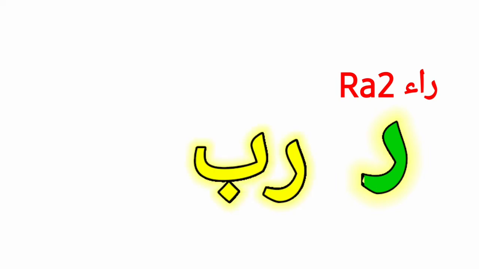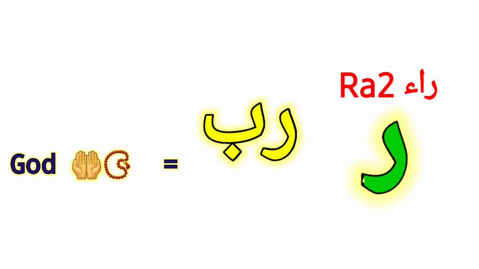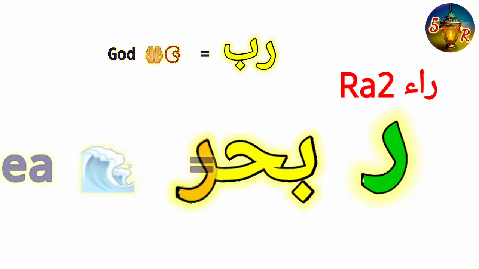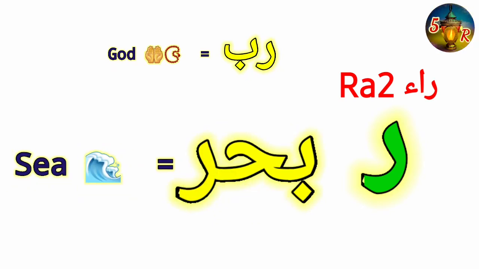Now, the sound for ra, as you can hear me, it's ra. It's a rolling R. Same as in the word rab. Rab. You see how I roll my tongue? Rab. Rab means God. Or at the end, as in the word bahr. Bahr means sea. I'm always trying to bring you words with letters we covered already, if you noticed. So focus and try to read, okay?